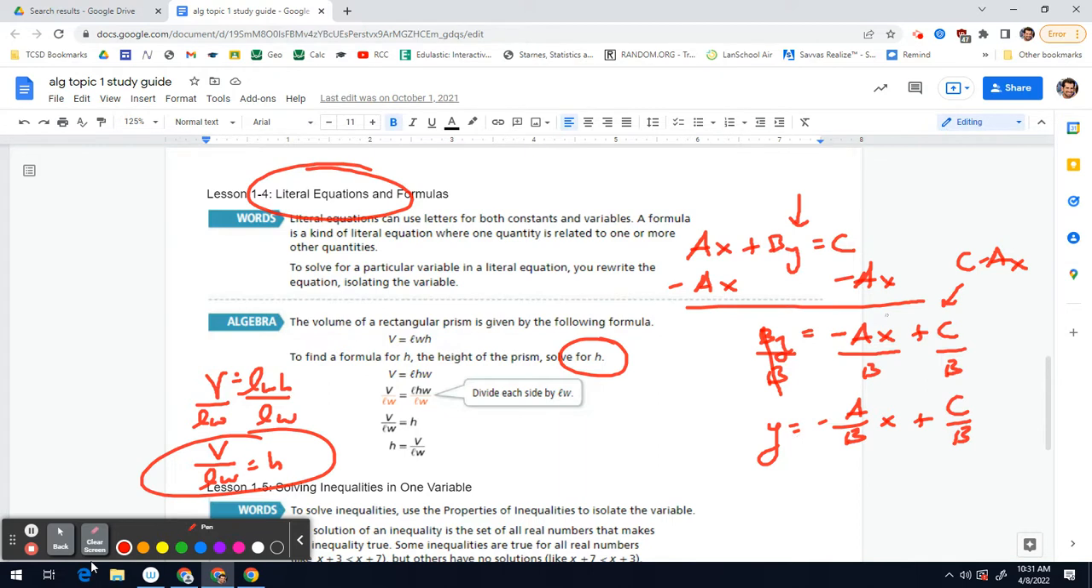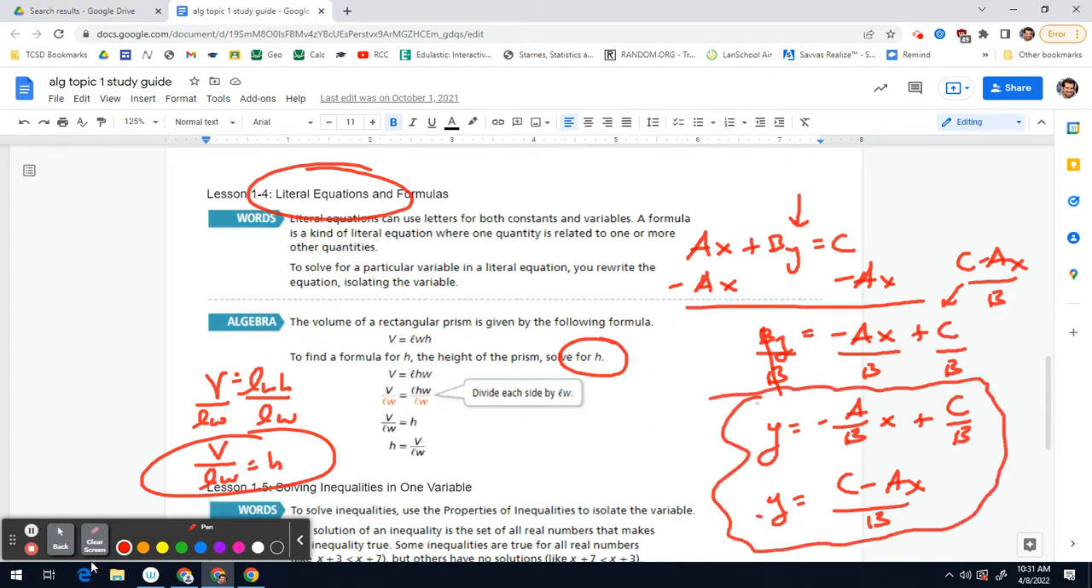Okay? But again, this problem could also be, you would just take the C minus AX and divide it by B. You could also just have Y equals C minus AX over B. And Y is solved for, and you did everything the same. So these are legit the same thing. But again, no matter what you have to do, just make sure you undo what it says.